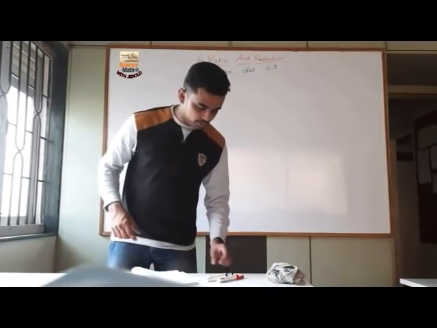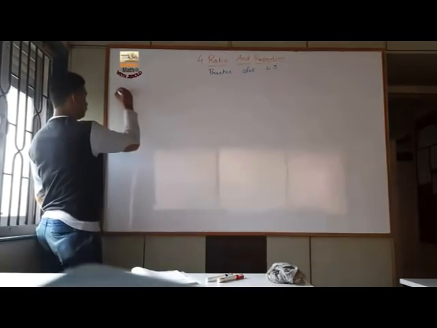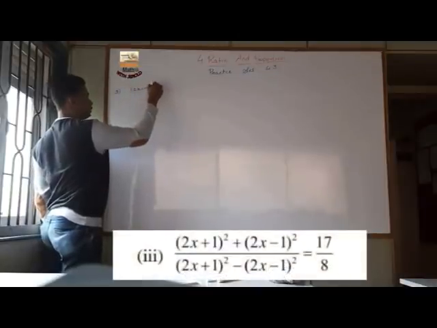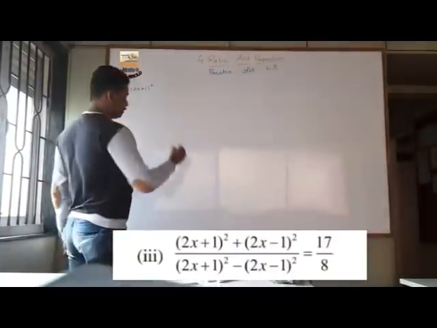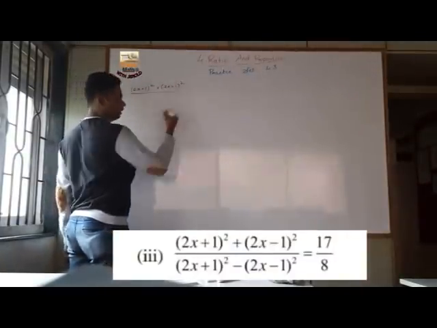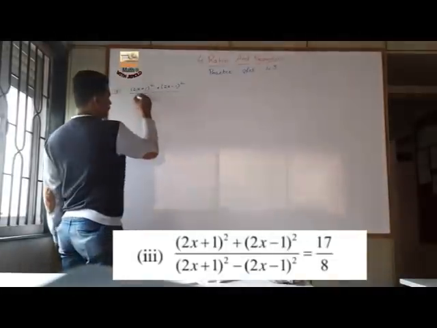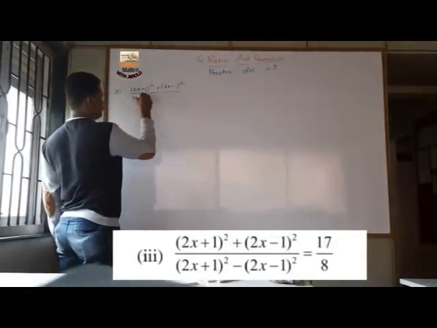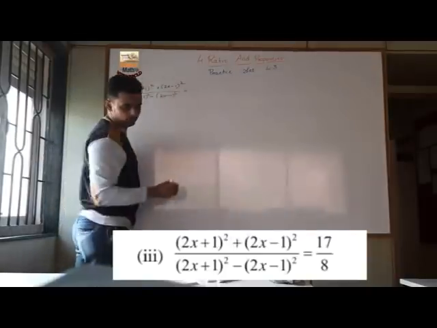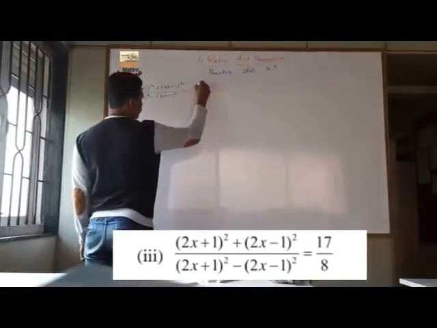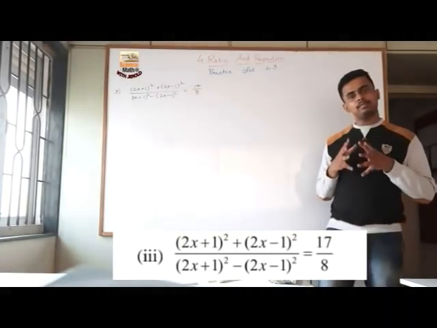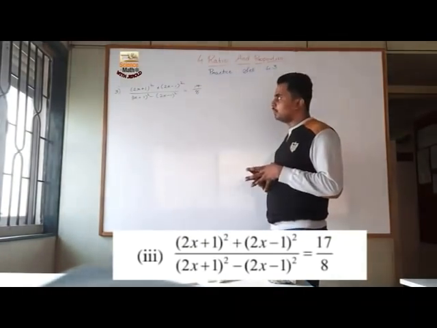Third sub question is (2x plus 1) the whole square plus (2x minus 1) the whole square, divided by (2x plus 1) the whole square minus (2x minus 1) the whole square, is equal to 17 upon 8. Now the first two questions had some different logic. Now time for the third one.